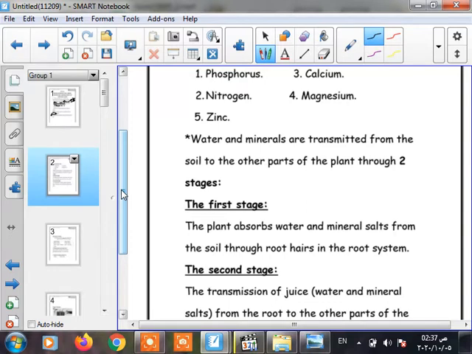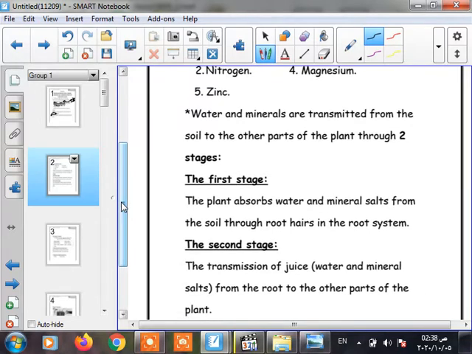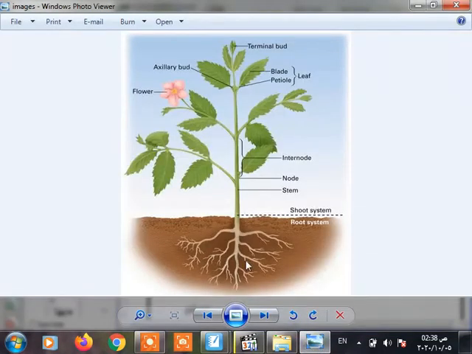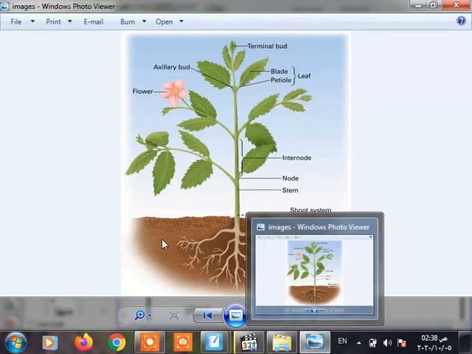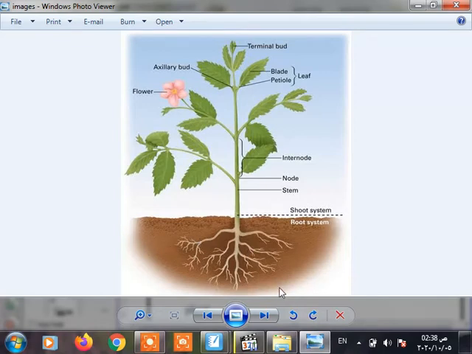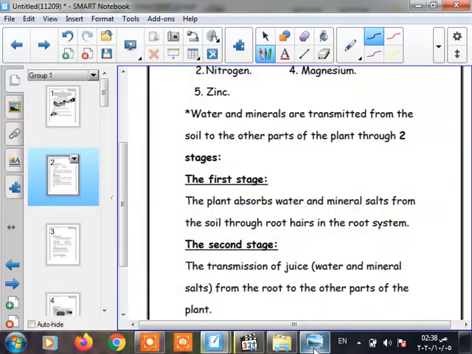stage number two, or the second stage, the transmission of water and mineral salts from the root to other parts. So, number one, the plant absorbs the mineral salts and water from the soil by what? Yes, by root hair. Okay, so it absorbs it, and stage number two, transmitting it from the soil to the other parts of the plant, like what? Like these leaves, as we see, green leaves and the flowers. Okay, let's continue.